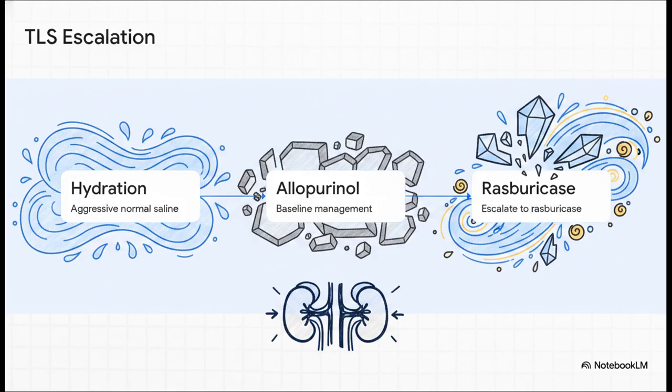Rasburicase, on the other hand, is an exogenous enzyme that rapidly degrades the existing uric acid into allantoin, which is a highly soluble compound that the kidneys can easily excrete. Given his elevated creatinine and hyperuricemia, rasburicase is the correct and honestly the necessary answer to rapidly reverse this life-threatening complication.